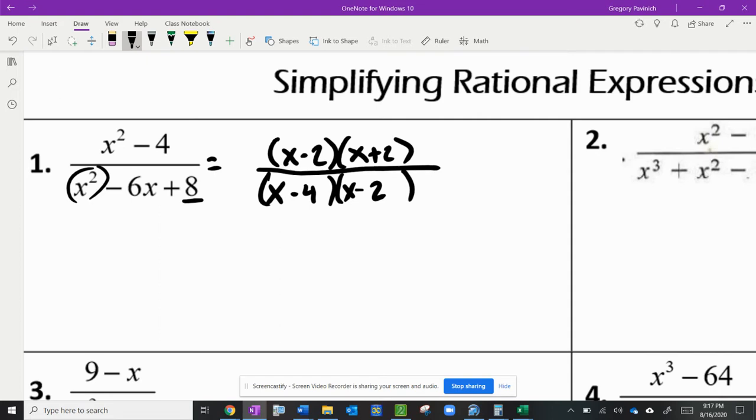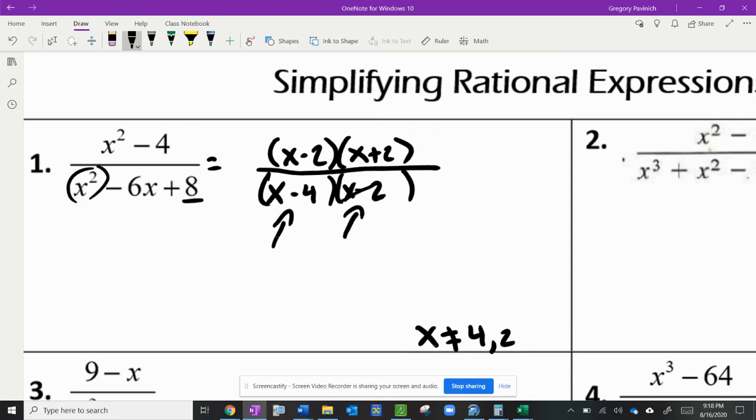Always get used to doing the points of discontinuity, or the numbers that are going to cause the denominator to be 0. So we focus on this one on the last INB. So x can't equal 4 because of the x minus 4, and x can't equal 2. Those would both cause those factors to become 0, and you can't have 0 in the denominator. So x cannot equal 4 or 2.